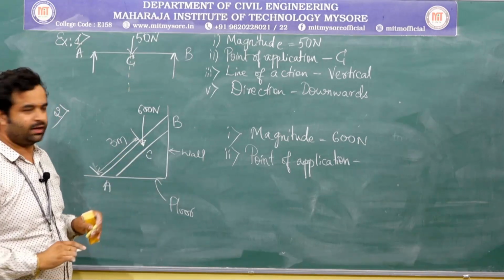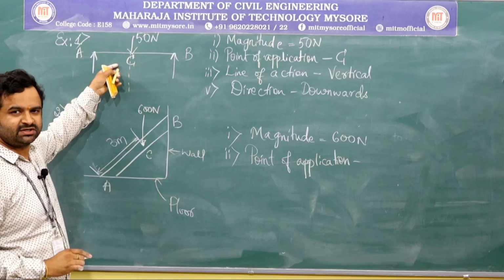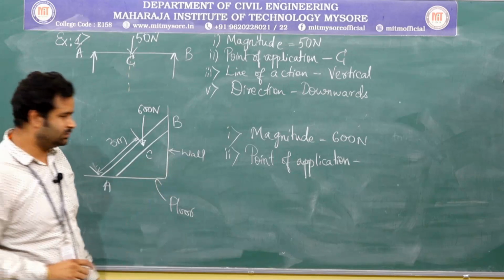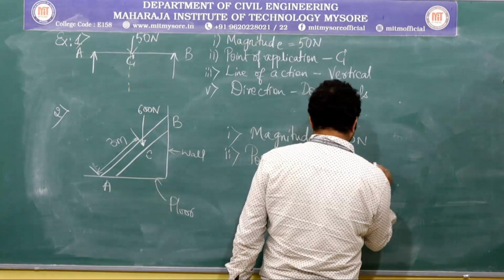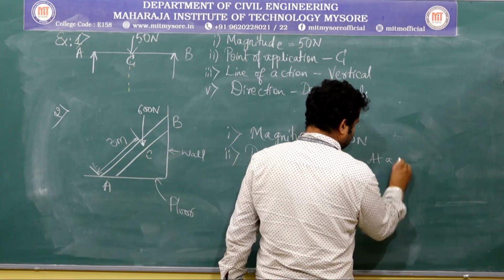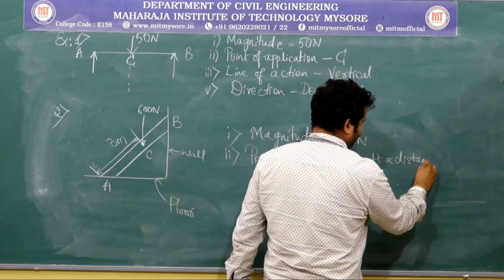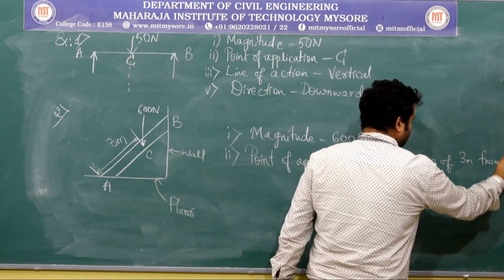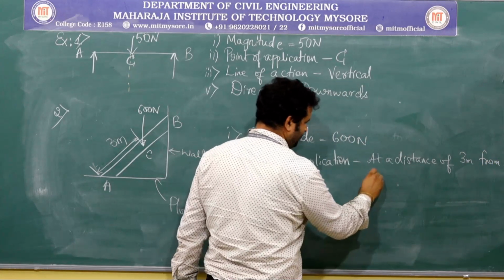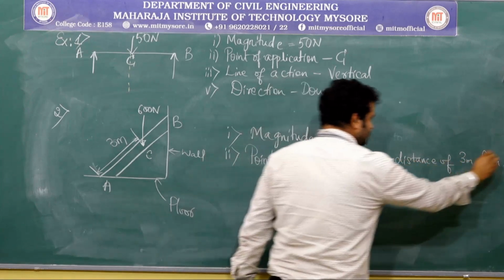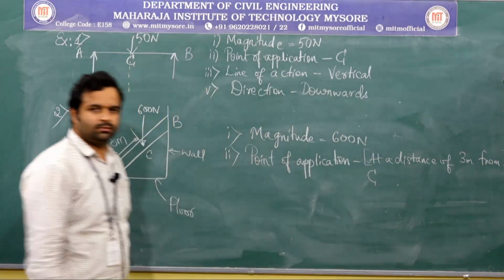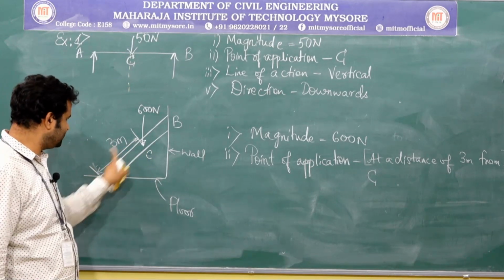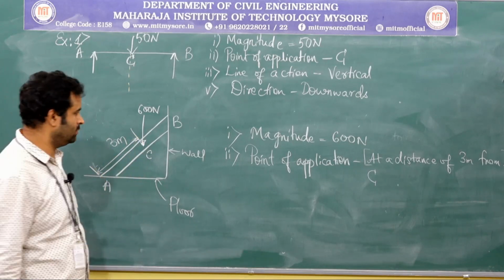Three meters from point A. Here I had not mentioned any distance. Here I have mentioned the distance. So, how do you write this? The point of application is at a distance of 3 meters from A, and the point of application is C. Let me write this in brackets. Where is point C located? It is situated at a distance of 3 meters from A, as given in the figure.